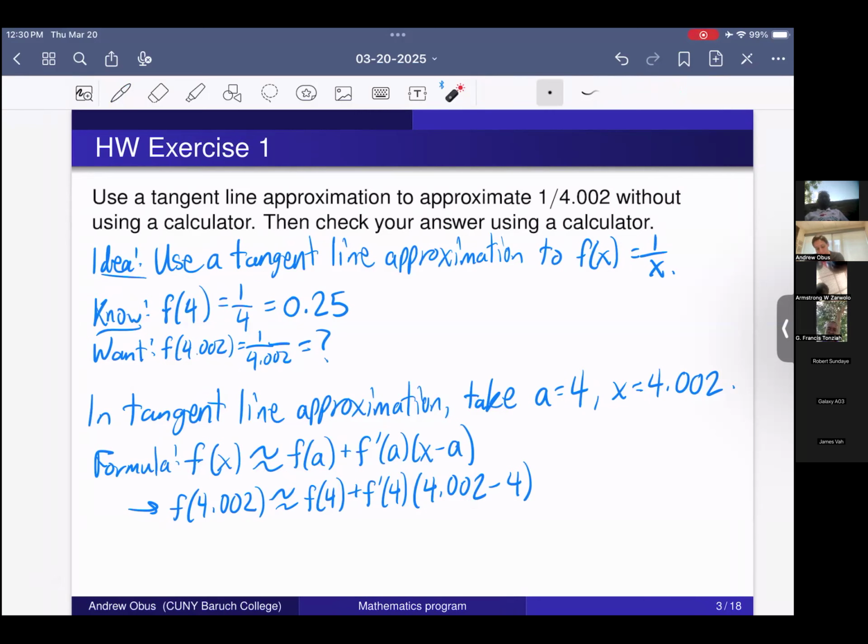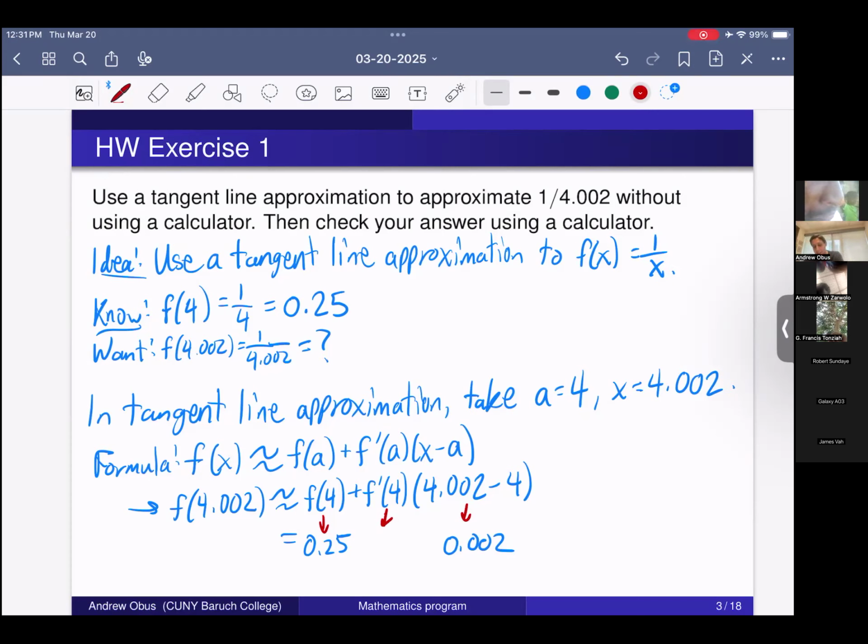Now, this is what we want to evaluate, so we don't need to do anything at all here. This f of 4 here is 0.25. 4.002 minus 4 is just 0.002. And now we have this f prime of 4. To do that, we actually have to take a derivative. That's why we're doing calculus here.